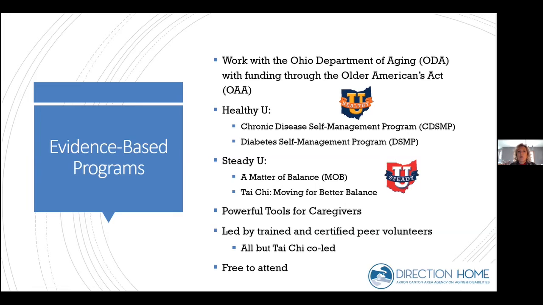We have several categories of these classes. Overall, they're called our health wealth programs, but the Ohio Department of Aging has split them into a couple of categories. The first is the Healthy You, and that is our chronic condition classes. The first is Chronic Disease Self-Management Program, or CDSMP. And then we have another one that drills that idea down specifically to look at diabetes. We do talk about both type 1 and 2 diabetes, but the larger focus is with type 1 in that class. And then the next category is what they call Steady You.